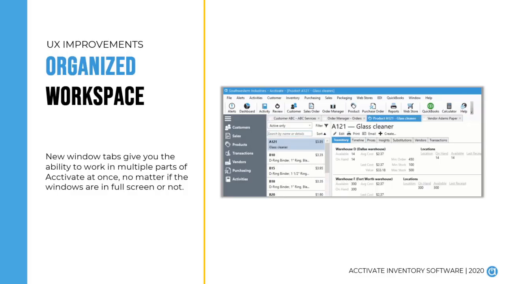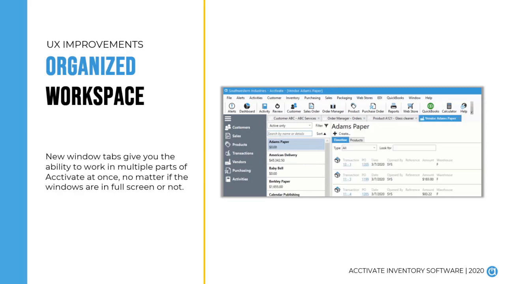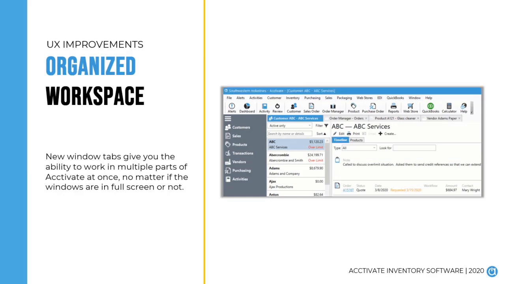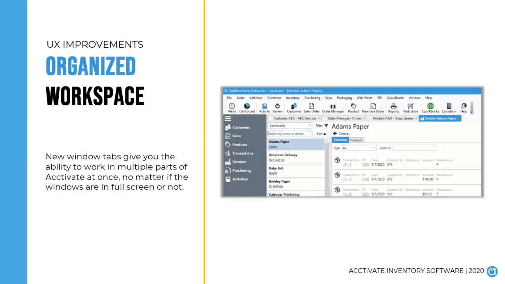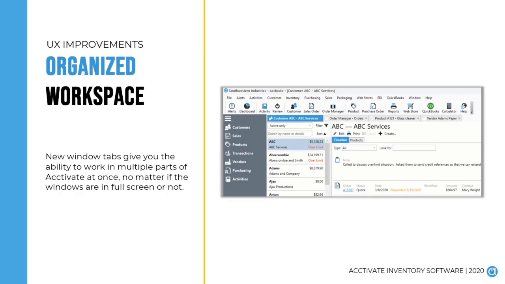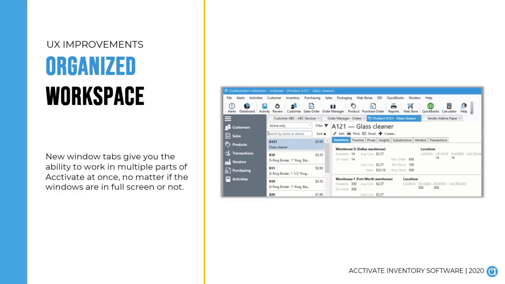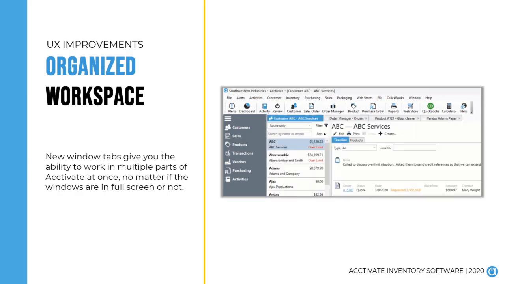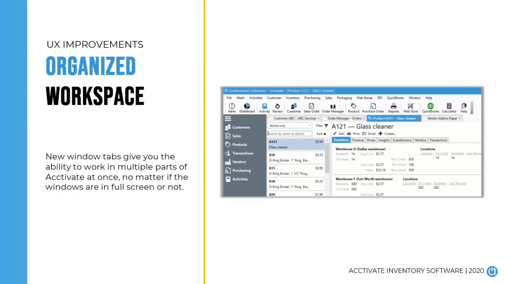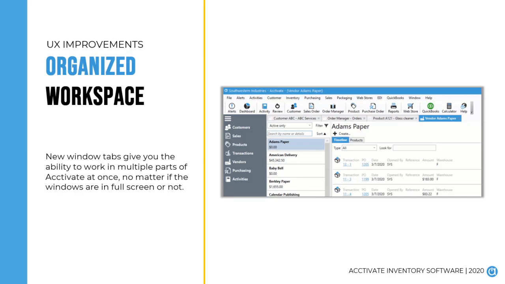First, let's talk about the new window tabs. This is one of my favorite parts of Acctivate version 11. You'll be able to see all your currently open windows in Acctivate and navigate seamlessly between them through the use of these new tabs. Before, you had to go up to the window menu and look for the window that you wanted to make active, but no more. Now, working between sections of Acctivate is easier than ever. The window tabs will show even when you aren't viewing the windows in full screen.